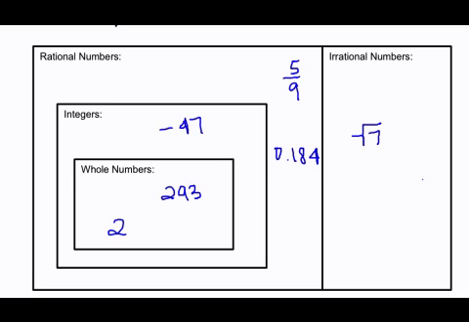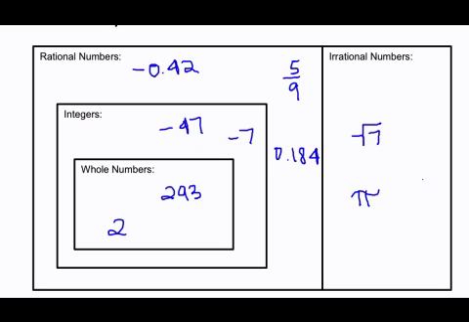Negative 42 hundredths. Again, the decimal ends. So therefore, this is a rational number. The next one is pi. Pi is 3.14 and it keeps going on and on and on forever. It does not repeat, so therefore pi is an irrational number as well. The next one is negative 7/1. Again, if you simplify that, that is negative 7, and negative 7 is an integer.